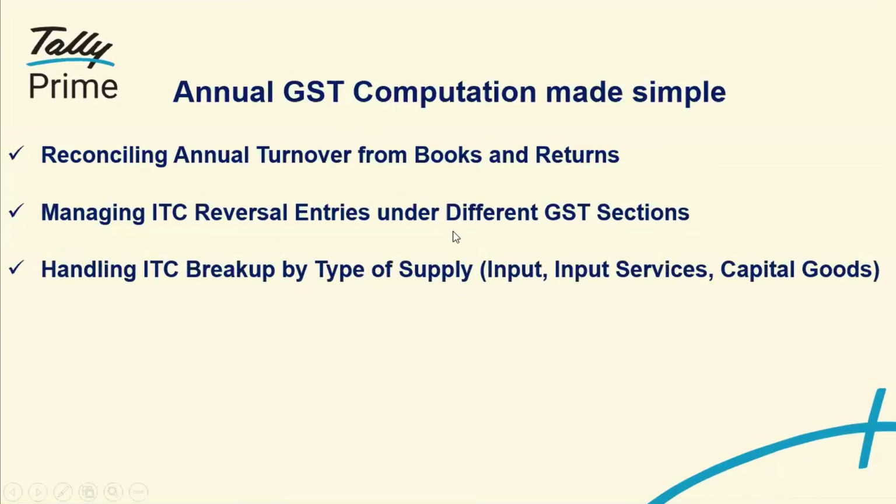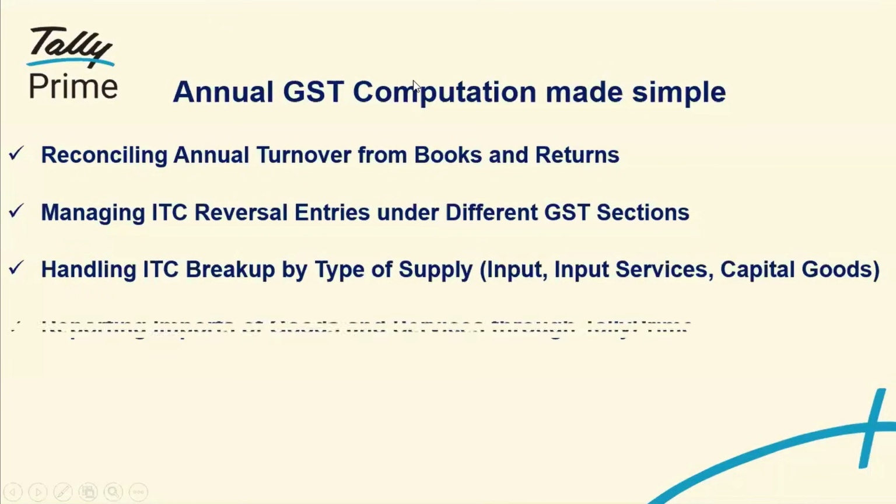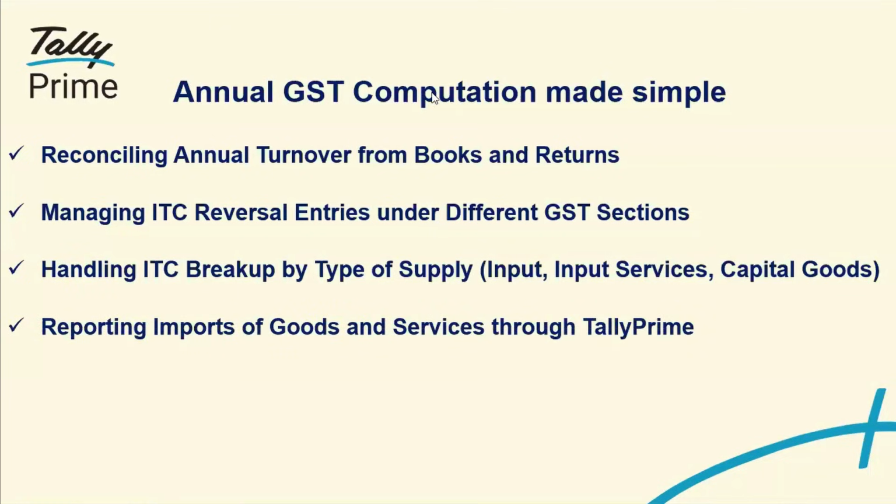Then the breakup of ITC at table 6 in our GSTR 9 annual return, where we have to give the input services and capital goods breakup. How it is effectively managed in TallyPrime, we are also going to see.